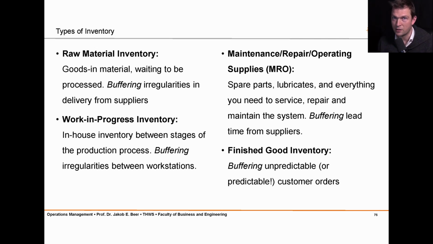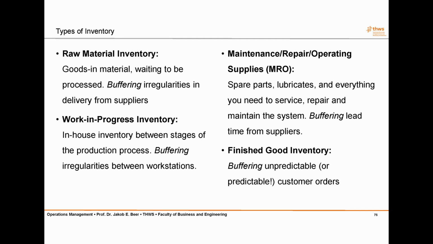Next is work-in-progress inventory, often abbreviated as WIP. This is the kind of inventory we talked about in the context of Little's Law. It refers to items in various stages of completion as they move through the production process. WIP inventory is essential for buffering irregularities between workstations, such as machine breakdowns or differences in processing times between production steps. Which also means that high WIP is often indicative of high variability in the production process, something Lean, Six Sigma, theory of constraints, and other philosophies, methodologies, and toolkits address.